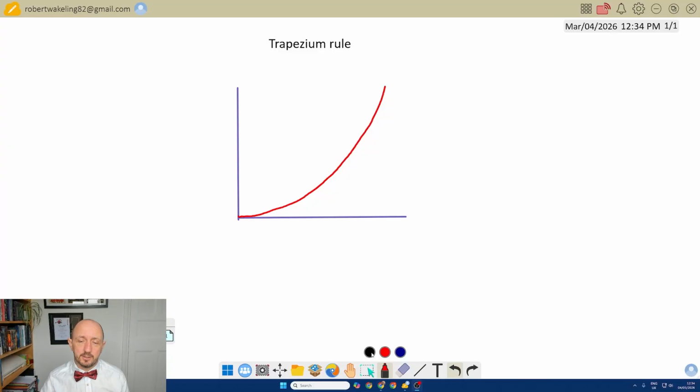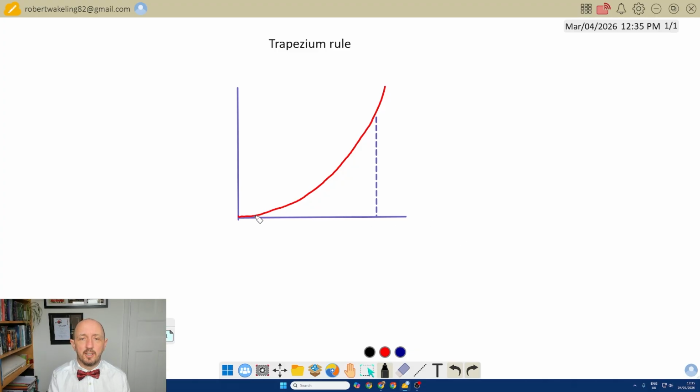In this video, we're going to look at the trapezium rule and what that does for us and how we use it. Okay, so the trapezium rule is used to find the area under a curve. So in this instance, if I split this like this, and I wanted to find this area under here, that is something that we can't currently do very easily.